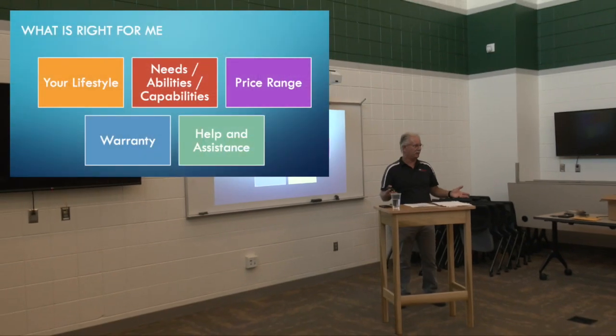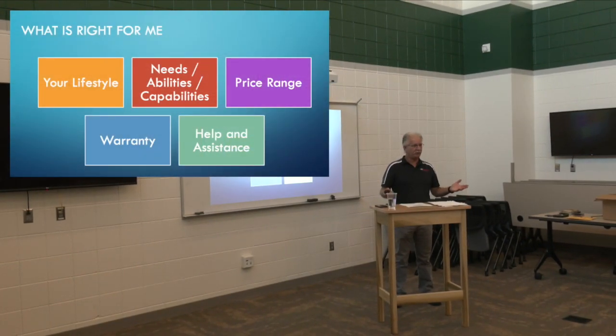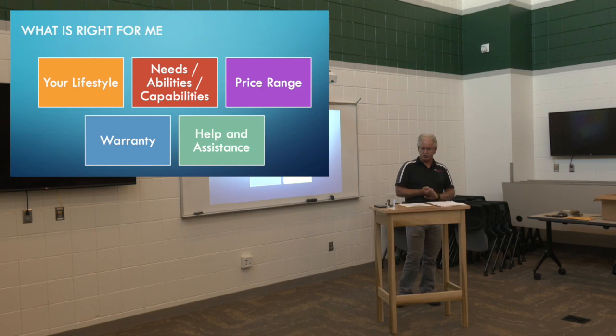So the things that I ask people to do is look at your lifestyle, your needs and abilities, what you are wanting to spend, your warranty, and then how you are going to get help and assistance? Those are the big five things that I ask people to look at.